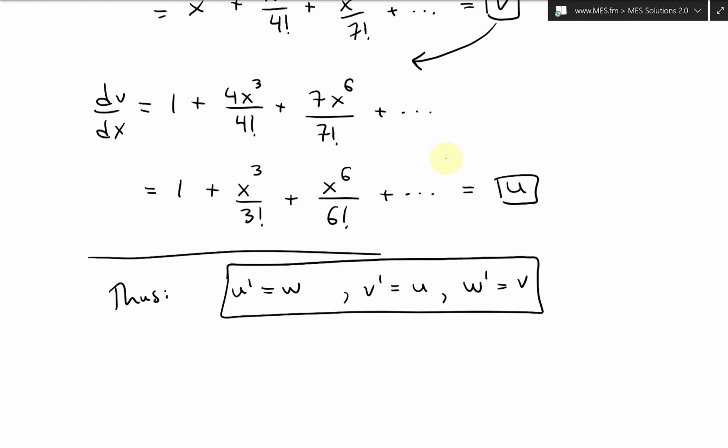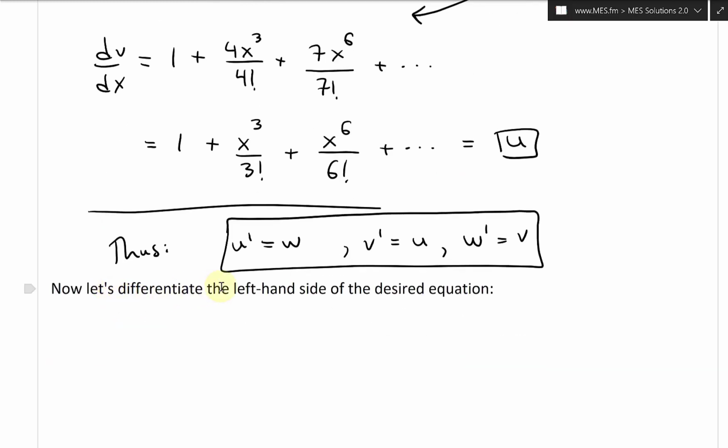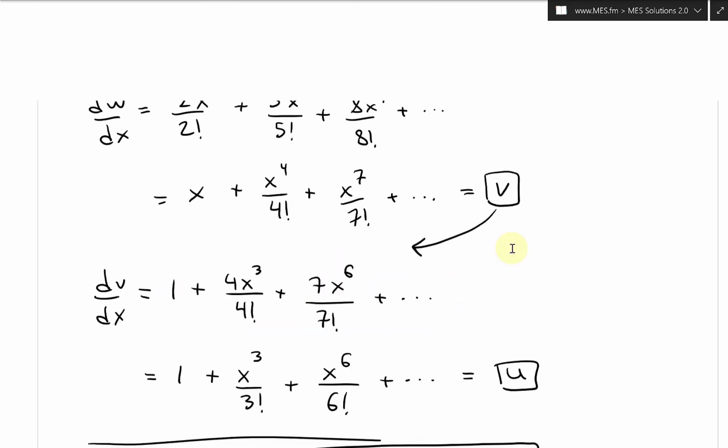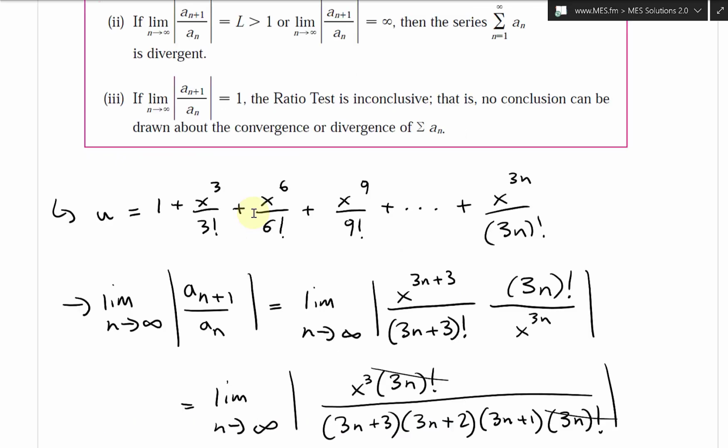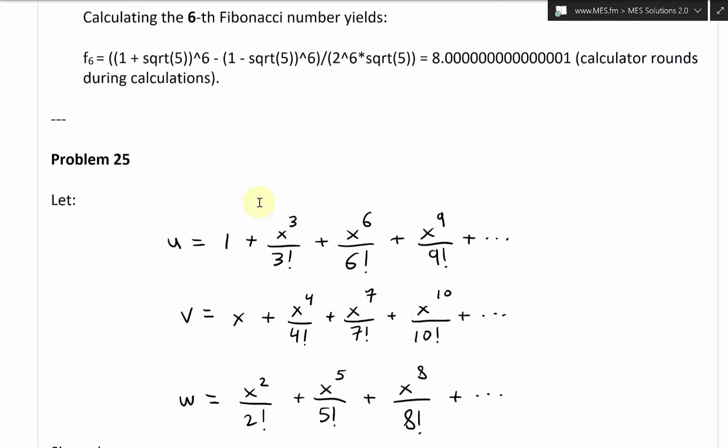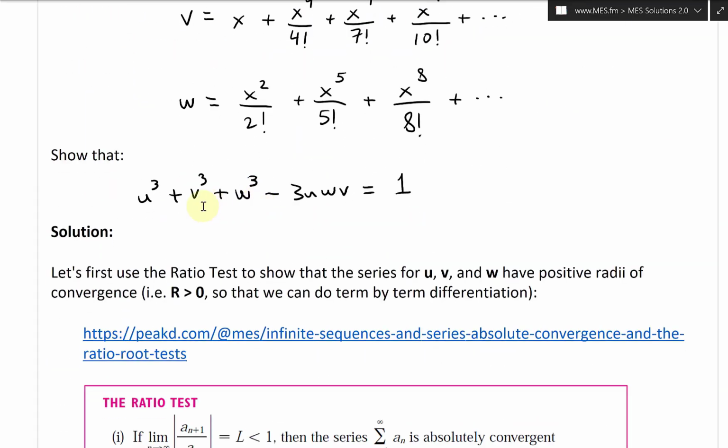Box this out. All right, so now let's differentiate the left-hand side of the desired equation, because now we know all the derivatives and so on. So if we go back to the desired equation, we were asked to show that u cubed plus v cubed plus w cubed minus 3uvw is equal to 1. The way it was written was better in this order, uvw. So we show that it's equal to 1.